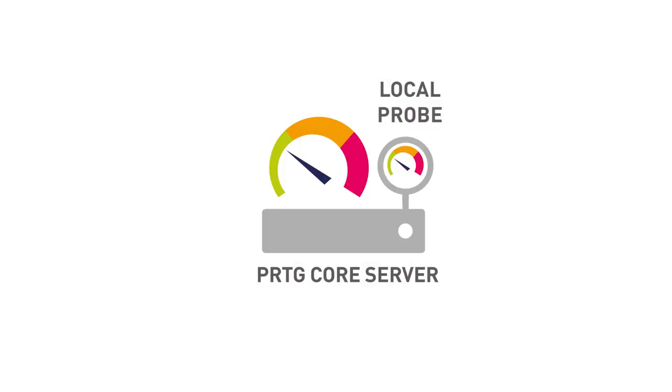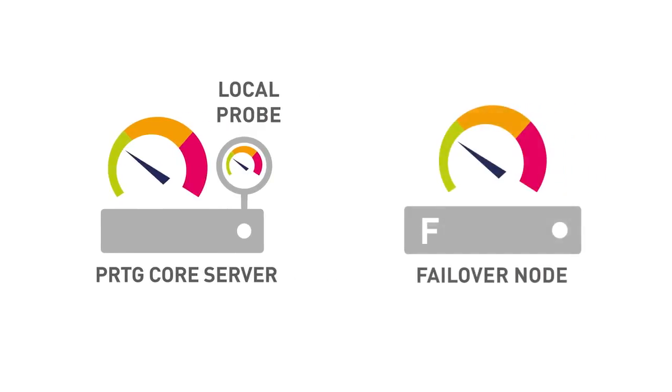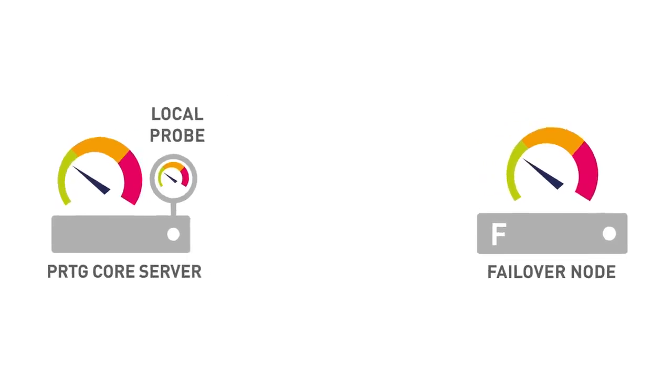The PRTG Cluster functionality provides high availability for your monitoring environment. A PRTG cluster consists of one primary master node and one or more failover nodes. If the primary master node fails, one of the failover nodes will take over the role of master and will control the cluster until the master returns. This ensures fail-safe operation with no gaps in the real-time monitoring and alerting.